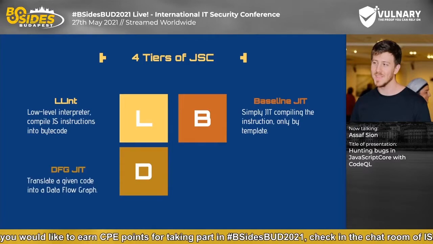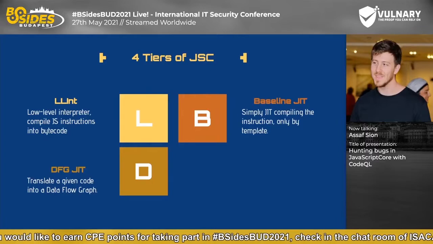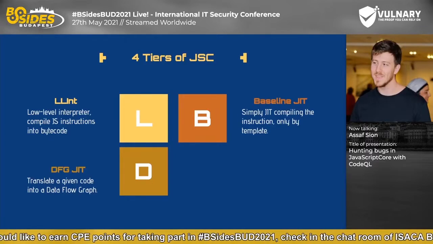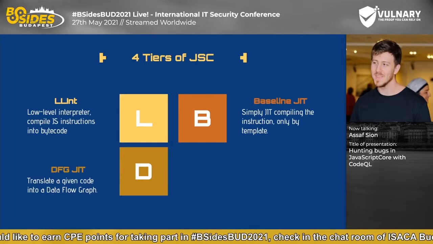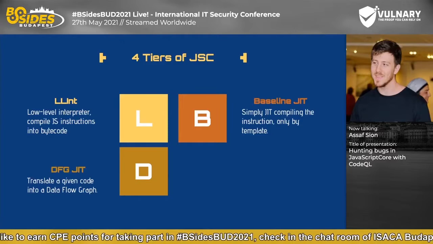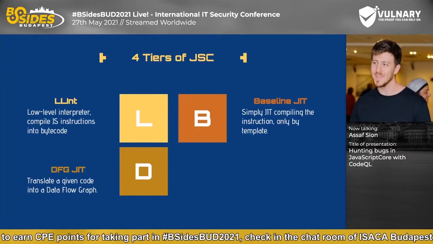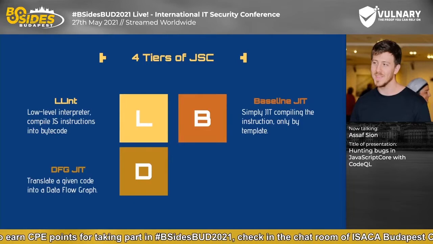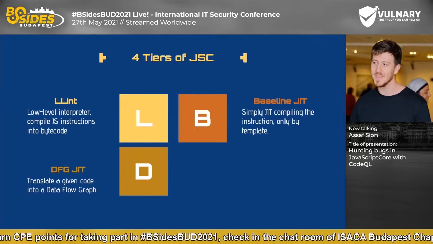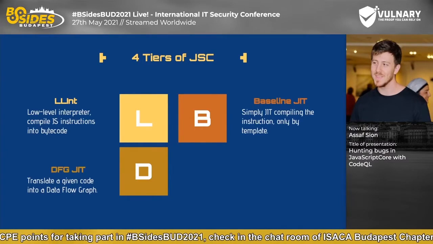Next, we have the Dataflow Graph JIT compiler. At first, JavaScriptCore will represent a given piece of code or an operation, and it will turn it into a Dataflow graph. We will then see what a Dataflow graph looks like, but it will apply several optimizations on that Dataflow graph depending on the relations between the nodes in the graph. And finally, it will compile the Dataflow graph using the JIT compiler.